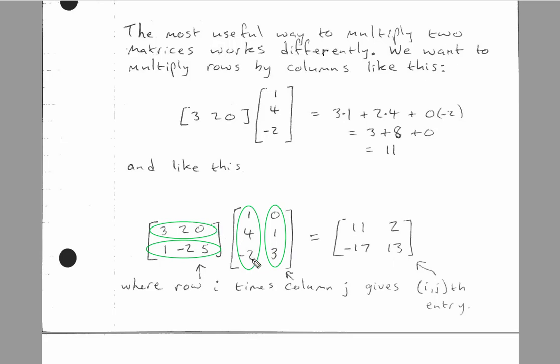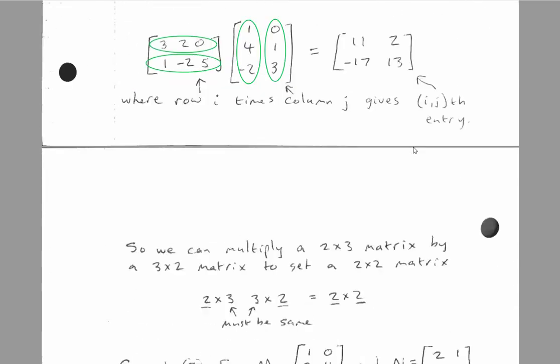Alright, I hope that made sense. Yeah, it takes a little getting used to. And what about the sizes? Yeah, so we multiplied a 2 by 3 matrix by a 3 by 2 matrix. Like I was saying before, these 3's have to be the same. So we have 3 numbers here times 3 numbers here. So these numbers have to be the same.